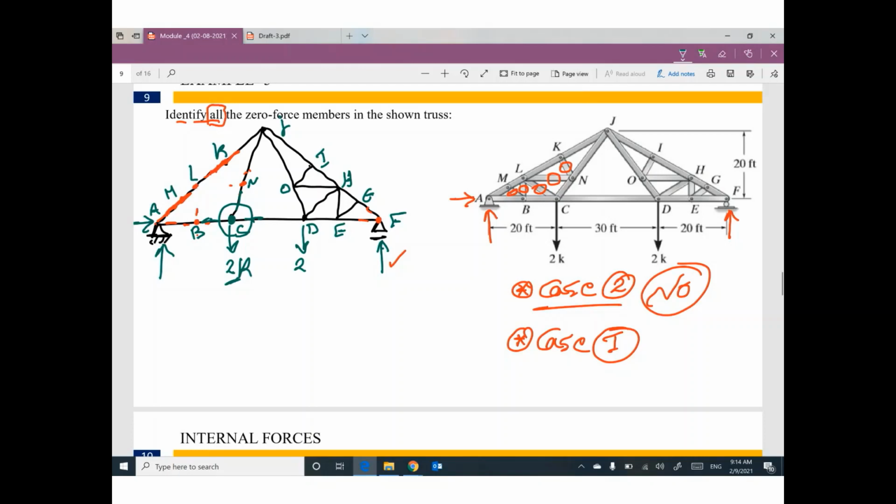So no way. If you repeat these steps on the other side, you can find this member is 0, this one is 0, this one is 0, this one is 0, this one is 0, can be deleted. And you can say this one is 0, 0, 0, 0, 0. So the final conclusion of this truss, all of these members with red color and green color are 0 force members.